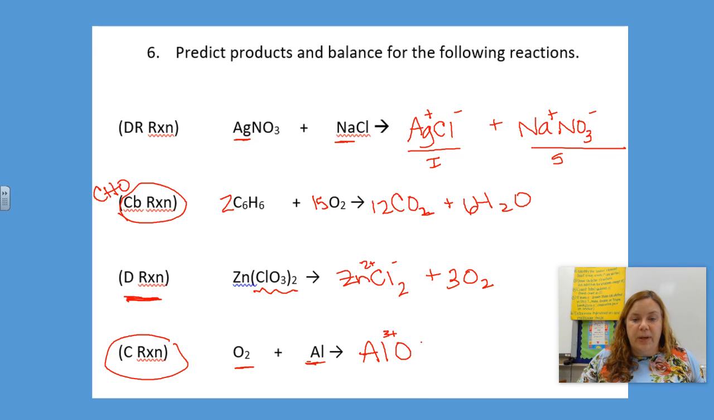But we do have to make a new relationship. So we have Al is a 3+ and O is a 2-. So I put Al2O3. Here's a 3-2 combination with the oxygen. So I make it 6 oxygens here, 6 oxygens here, but then that gives us 4 aluminums on either side.